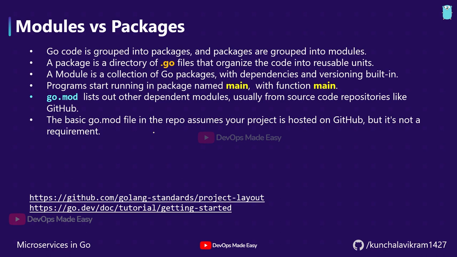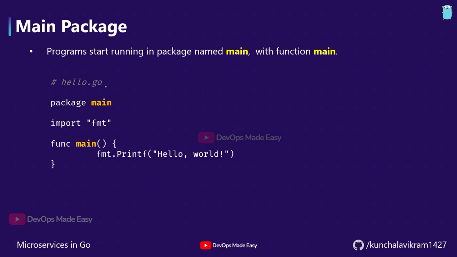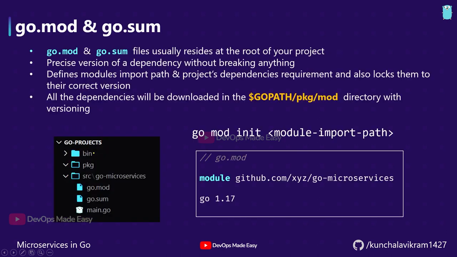Now when we talked about the Go packages, we said that the program execution starts from the package known as main. So let's say that I have a file known as hello.go, and this is inside a package known as main. That means your program execution starts from this very file, so package main, and we'll also have function main. So this is the starting point of your complete Go application.